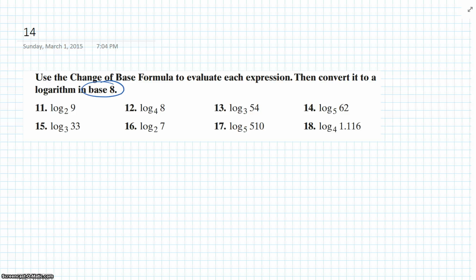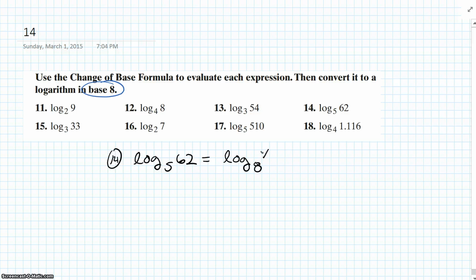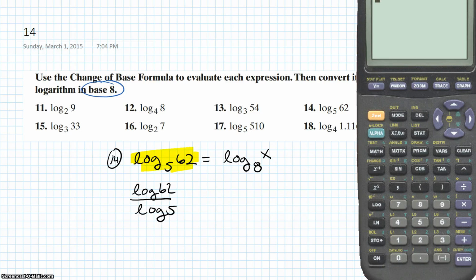All right, number 14. Use the change of base formula to evaluate each expression, then convert it to a log base 8. So 14 looks like this. We have log base 5 of 62 is equal to log base 8 of x. So first, let's evaluate the log base 5 of 62. We know we can rewrite this as the log of 62 over the log of 5. Okay, that's easy calculator work for us.